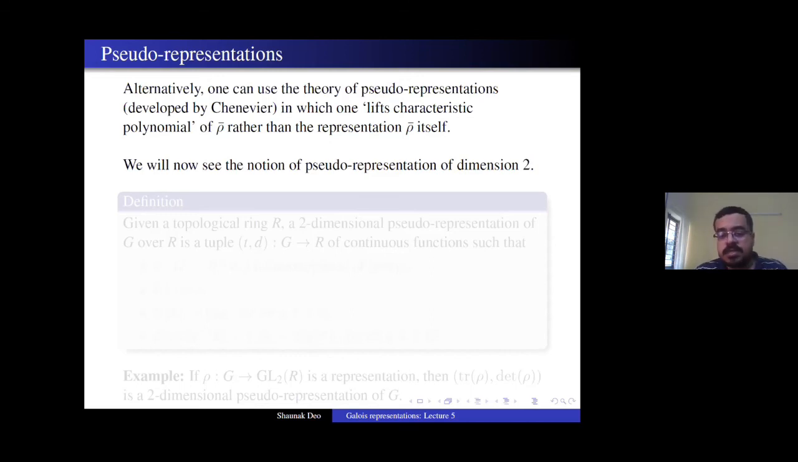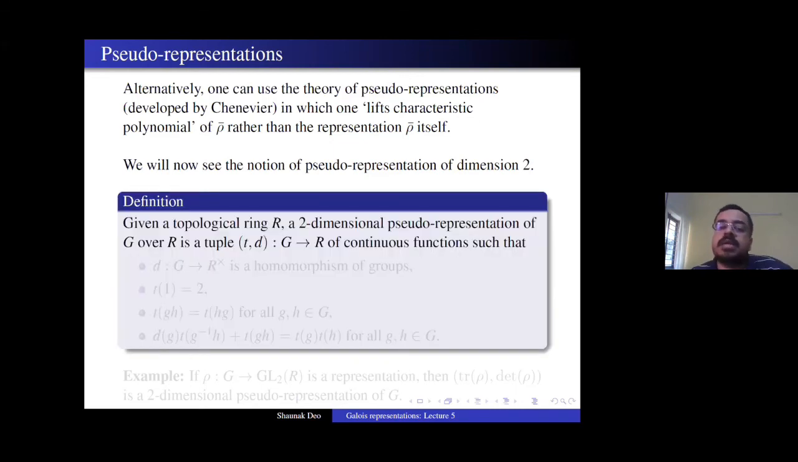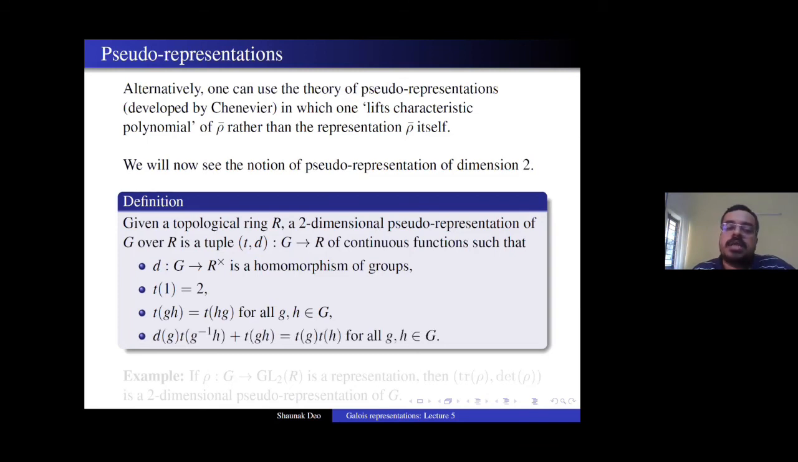As an example, we'll see the pseudo representation of dimension 2. If you have a topological ring R, a two-dimensional pseudo representation of G over R is a tuple (T, D) of continuous functions from G to R, such that D is a homomorphism of groups from G to R^×, T(1) = 2, T(gh) = T(hg) for all g and h in G, and D(g)T(g^{-1}h) + T(gh) = T(g)T(h) for all g, h in G.